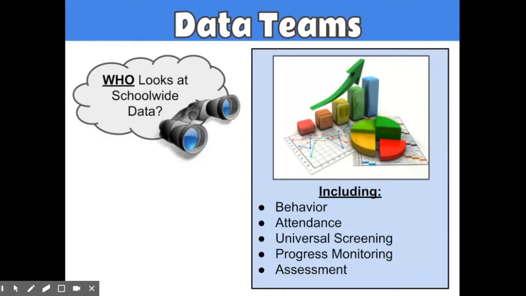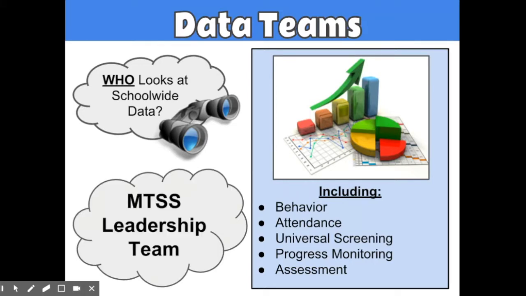So, considering all of these teams that function in your school that look at data on a regular basis, we ask the question, who looks at school-wide data? The MTSS leadership team consists of staff members who look at behavior, attendance, universal screening, progress monitoring, and assessment data to get an overall picture of what data indicate at a school-wide level.